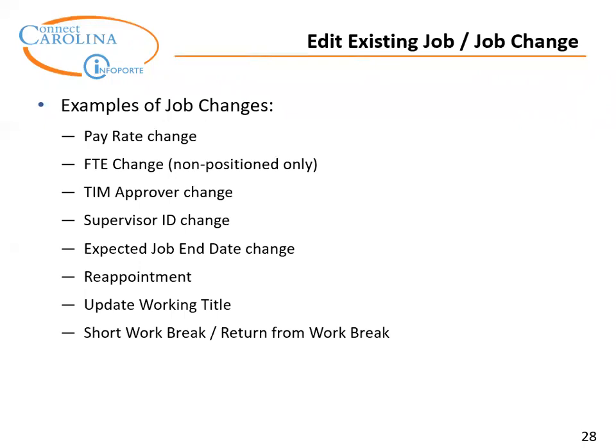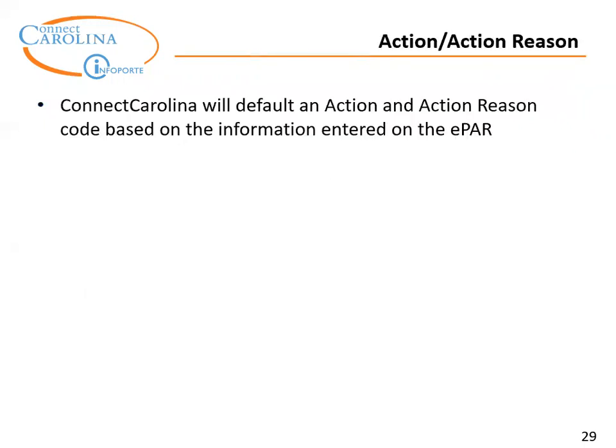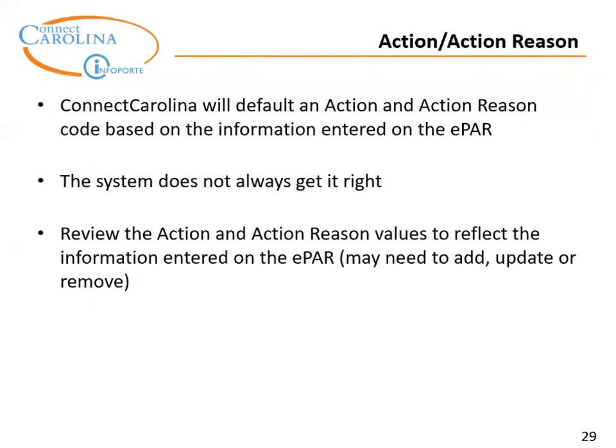Right, so the kinds of things would be pay rate changes, TIM approvers, supervisor ID, all of these various things that you might need to update for an existing job. We would use an edit existing job. Some things to know about those are action and reason codes. On the last page, when you get through your edit existing job, Connect Carolina tries to anticipate and fill in some of that stuff for you. It tries to be smart. The important thing to keep in mind is the system doesn't always get it right. Imagine that, computers not knowing everything.